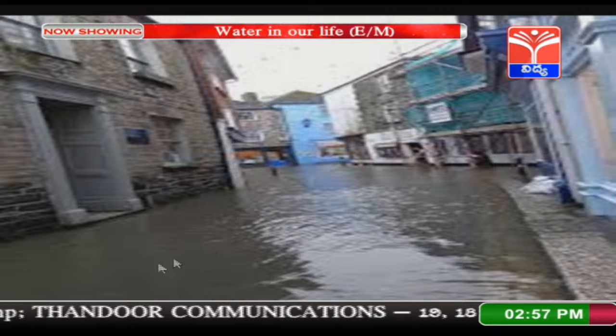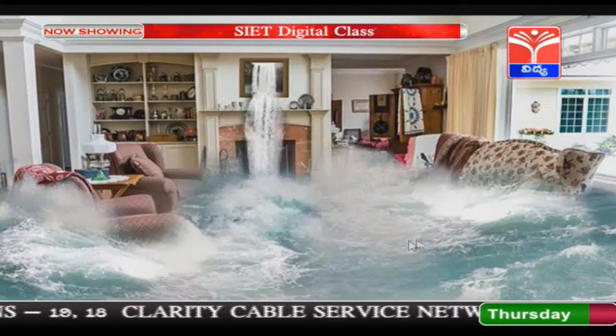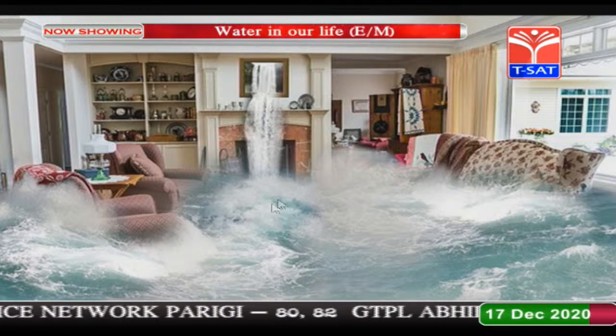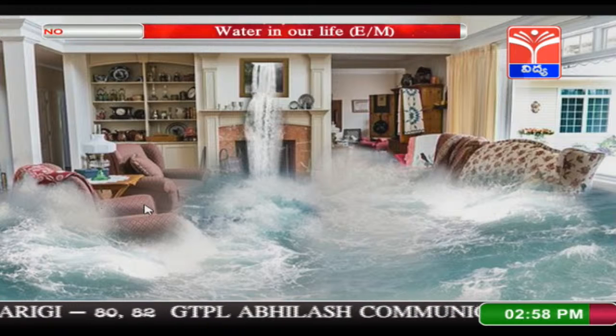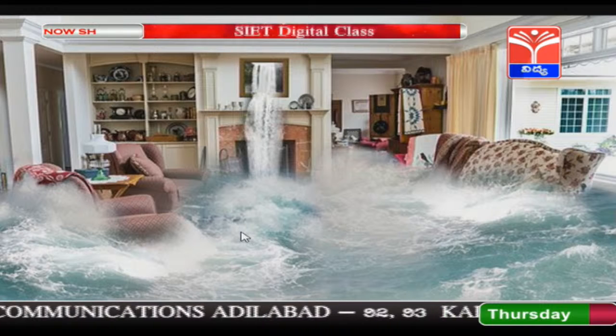Look here, children, people are unable to walk over the roads as the water has entered into the colonies, streets. Look at this picture, the water has entered into the houses and it is destroying the entire furniture, doors and even the food items which are present in the house. Children, you might have observed how the heavy rains are affecting the life of the people. So, we need to be careful during the floods and cyclone.